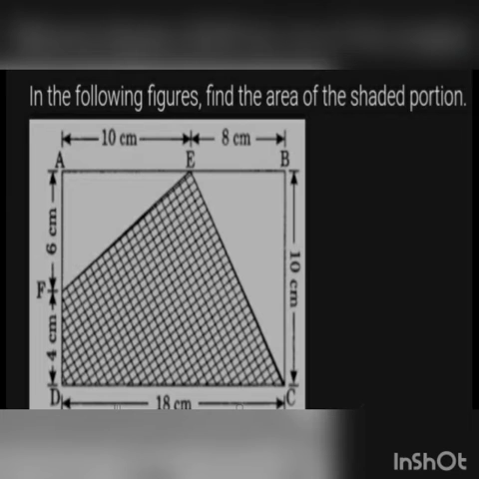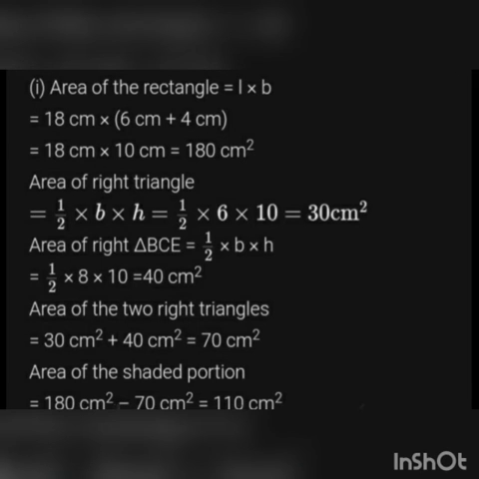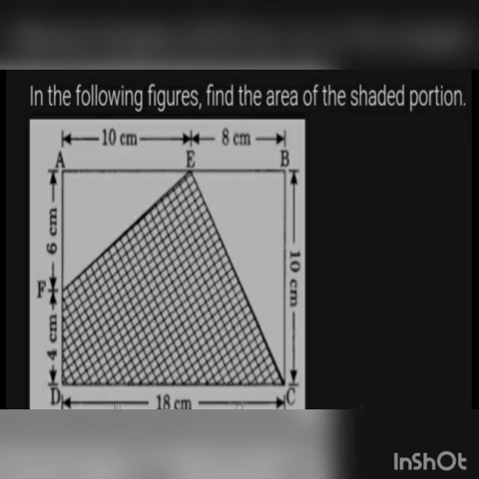So first, finding the area of the rectangle: length into breadth. The area of the rectangle, length into breadth, is 18 into 10. 6 centimeter plus 4 centimeter is 10. So 18 into 10 centimeter, you have 180 centimeter square. So the whole area is how much? 180 centimeter square. Now we can see the triangles.